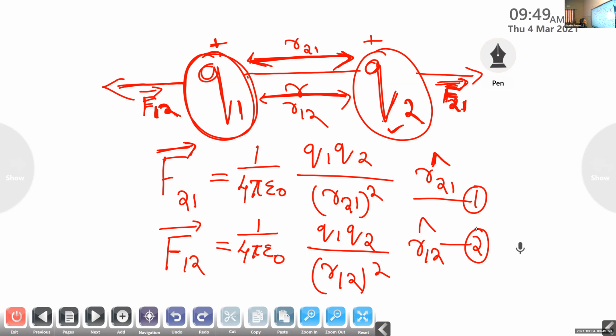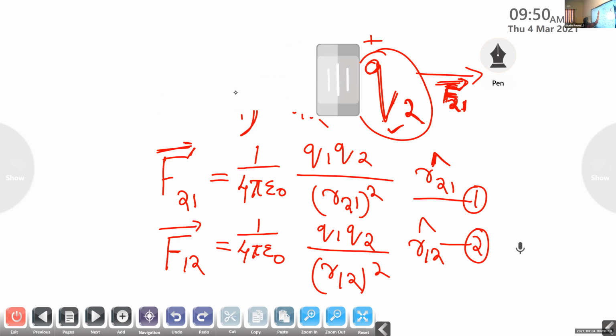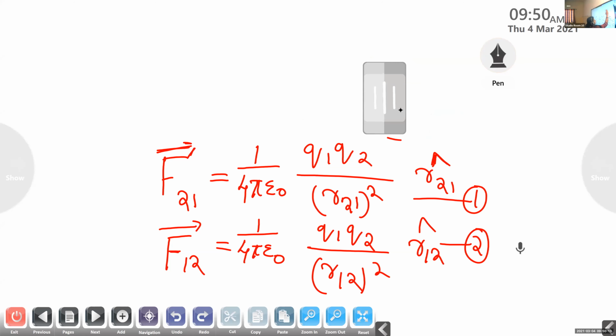Now compare these two equations. Can you find any similarity? Are any terms the same? While comparing equation 1 and 2, which terms are the same? 1 by 4 pi epsilon 0 into Q1 Q2 is the same. In these two equations 1 by 4 pi epsilon 0 and Q1 Q2 are the same, and we are confused only about one term: in the first equation it is R21 the whole square, and in the second equation it is R12 the whole square, right?